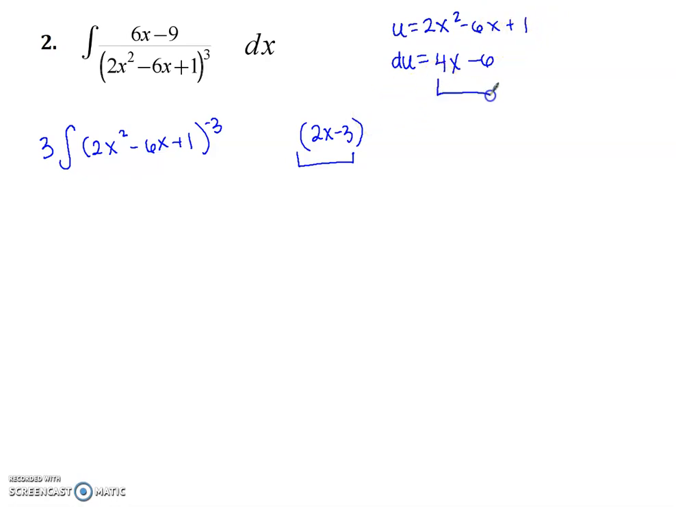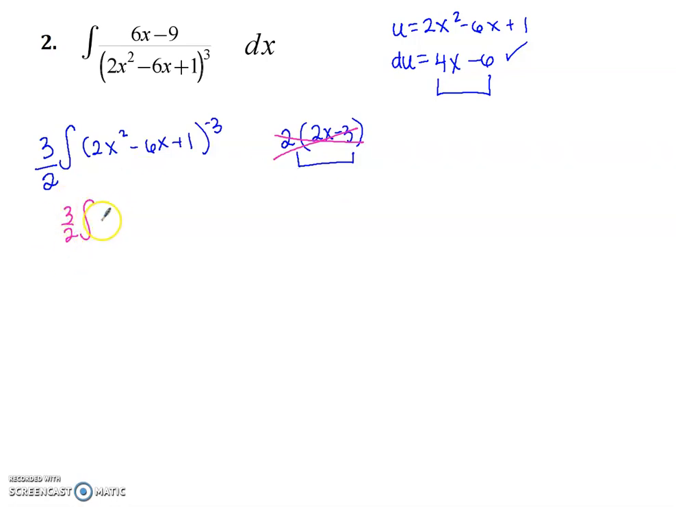So these two need to match. So what I need to do is multiply this one by 2 so that it'll give me the 4x minus 6 to match. So since I'm going to multiply by 2 in here, I need to divide by 2 out here to counteract it. So now that this matches, I can ignore it, and then I'm ready to integrate this.